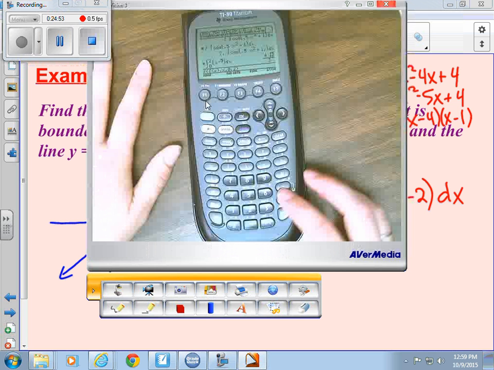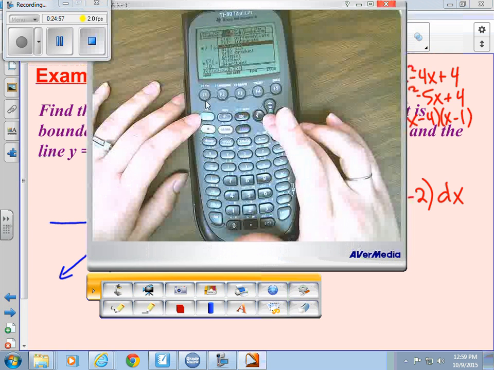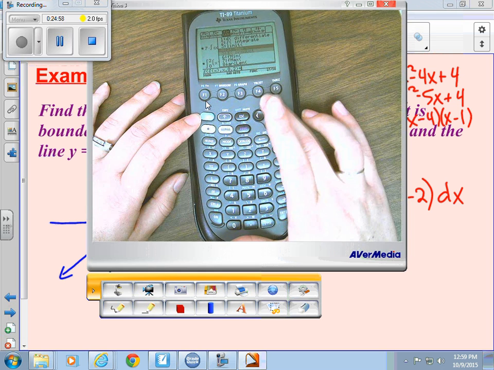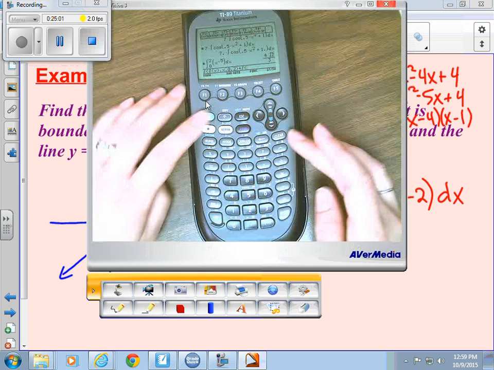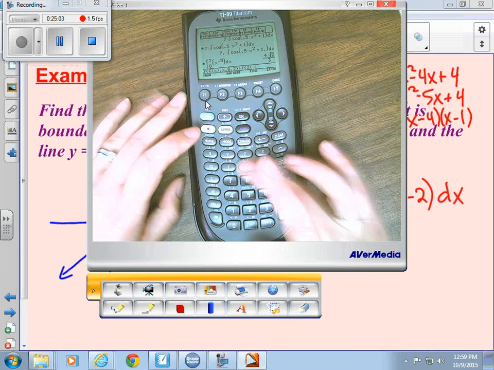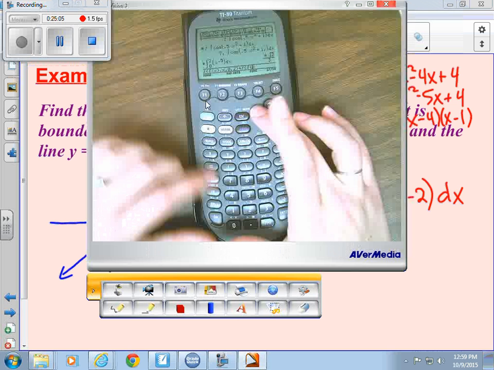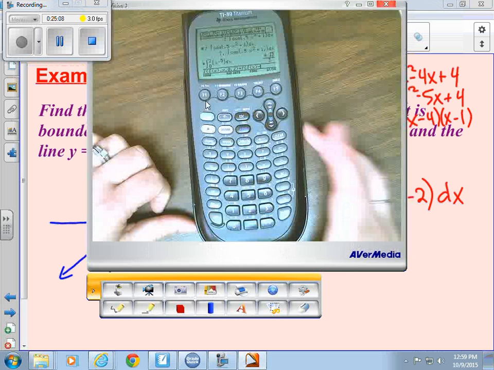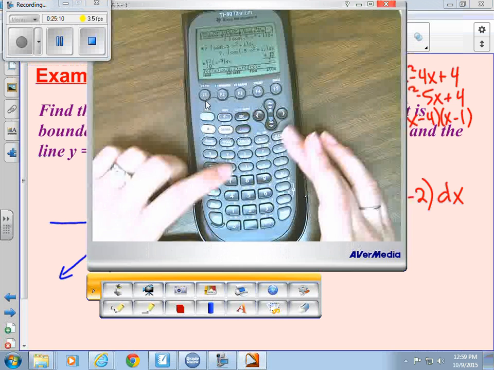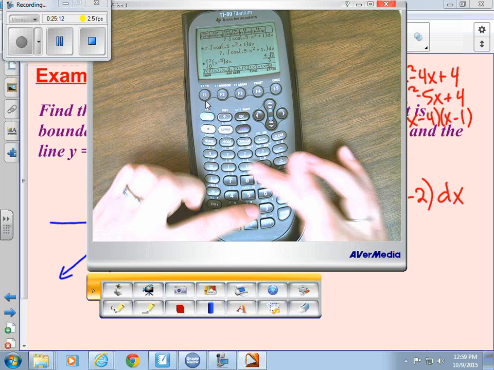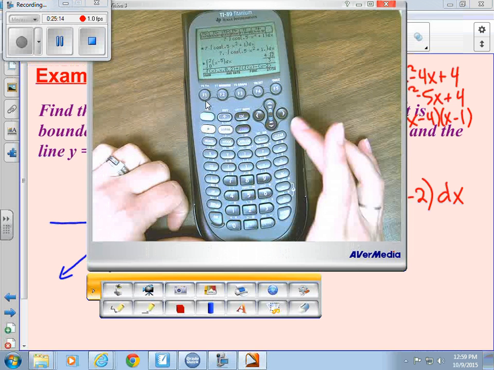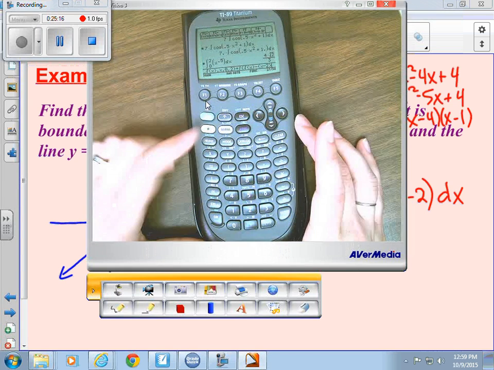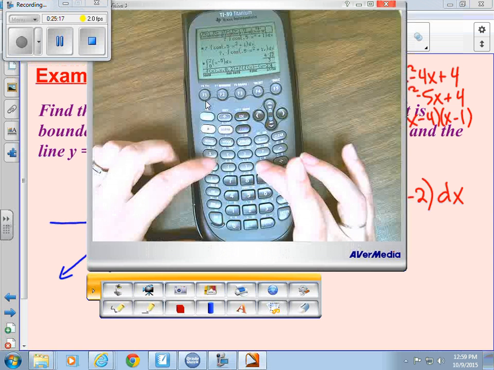Plus F3, the integral of the square root of x. Whoops, gotta find x. Minus x minus 2. Close parentheses. Comma x, comma 2, comma 4.